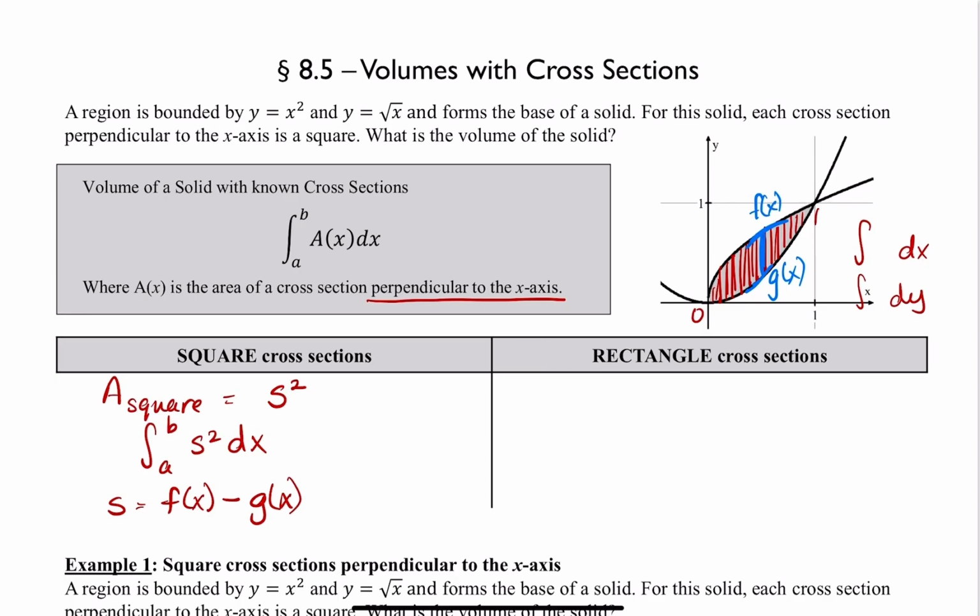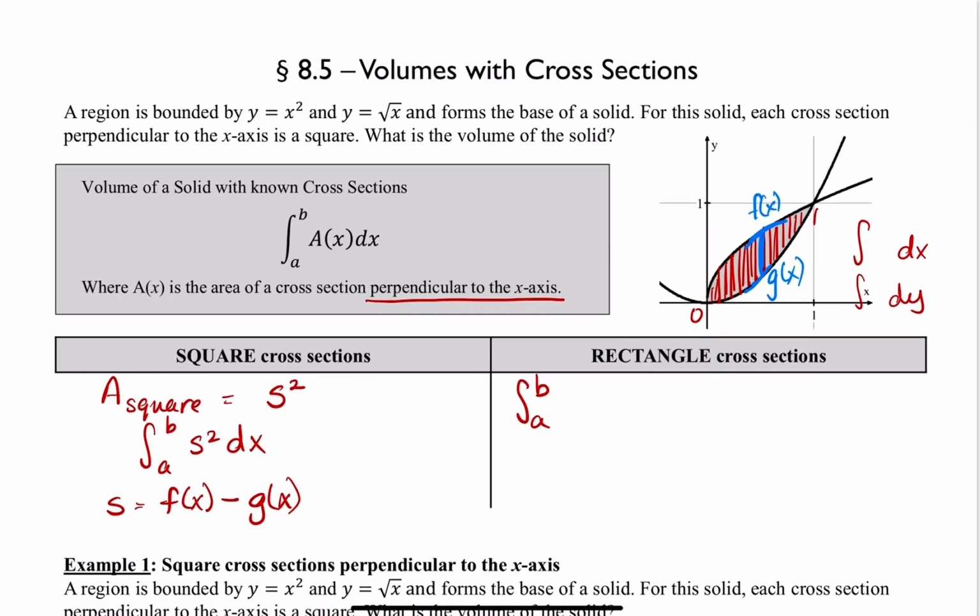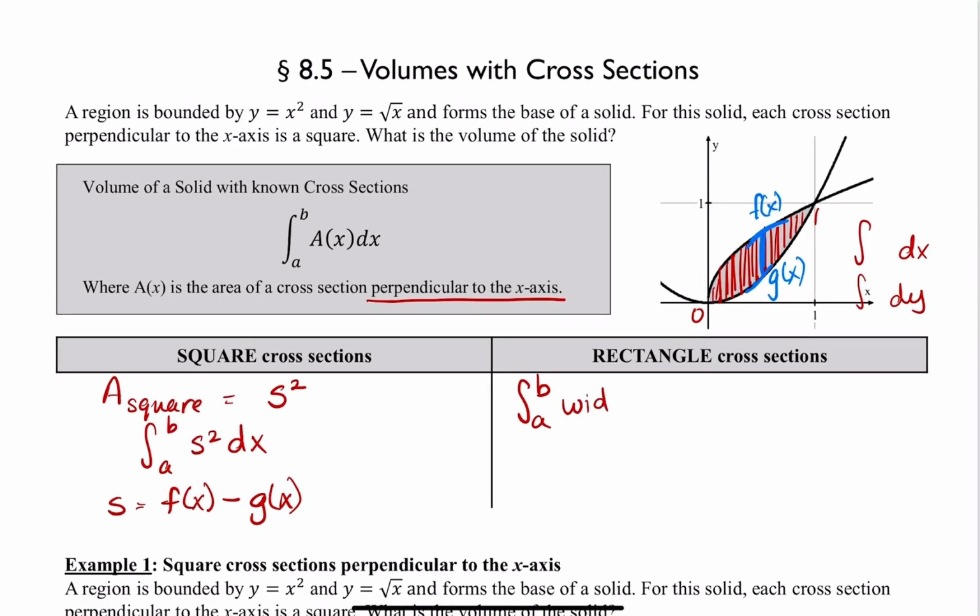With a rectangle, it's going to be a little bit different. This time, the integral of the volume with a cross section, we're looking at nothing but rectangles. It's going to be kind of similar to the square, but instead, it's going to be the integral from a to b of the width times the height. I mean, this is pretty much what we learned in elementary school about how to find the area of a rectangle. But the only thing is, the width of your rectangle is going to be the same thing, the top curve minus the bottom curve. So we're going to say it's f of x minus g of x.